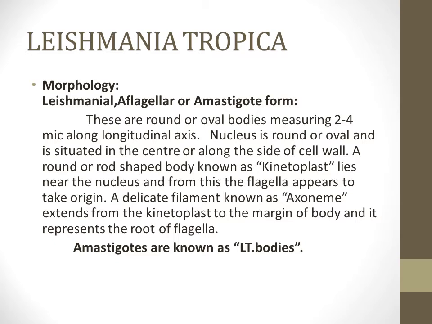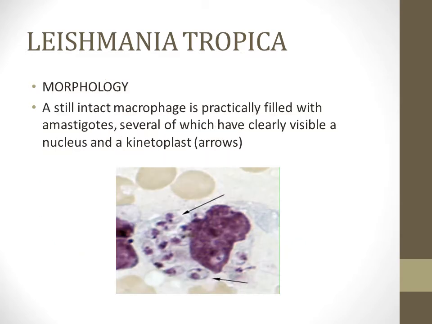So the basic structure of the Leishmanial or amastigote form is the same. The amastigotes in the case of Leishmania tropica are referred to as LT bodies. As you can see in the figure, a still intact macrophage is filled with amastigotes, several of which have a clearly visible nucleus and a bright red kinetoplast, as indicated by the arrows.